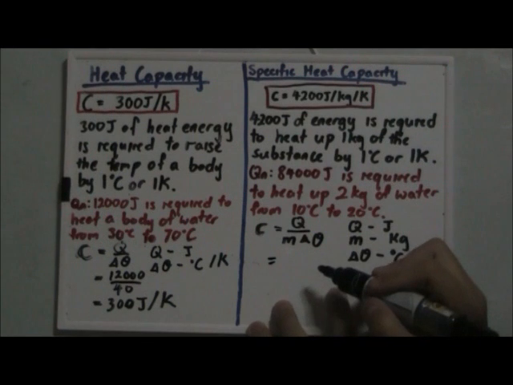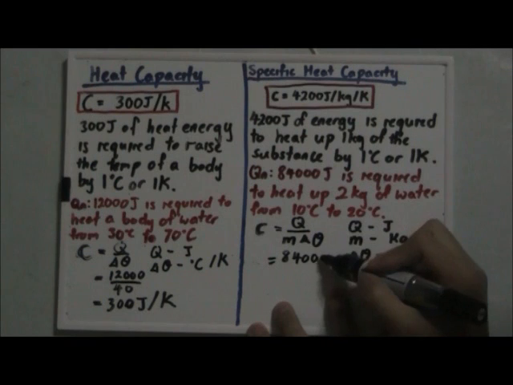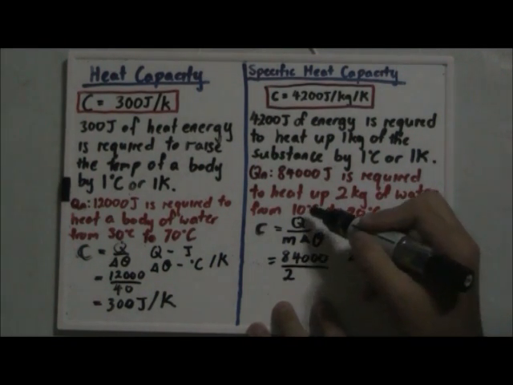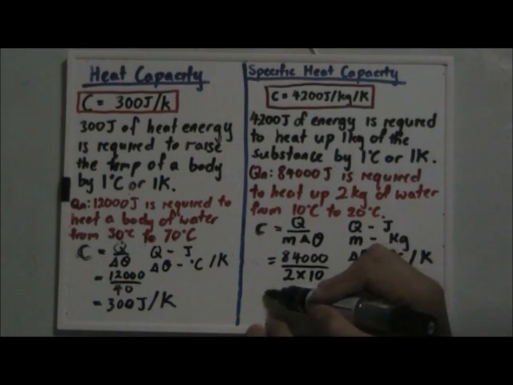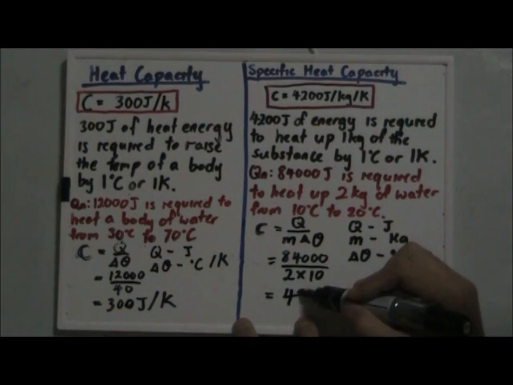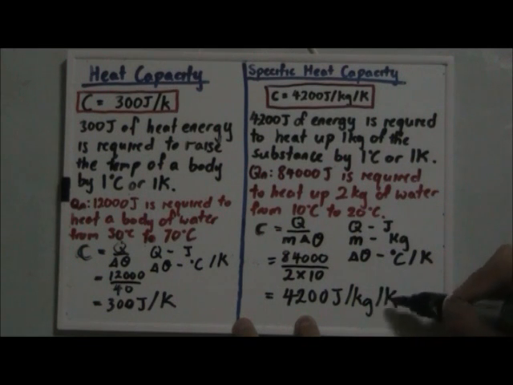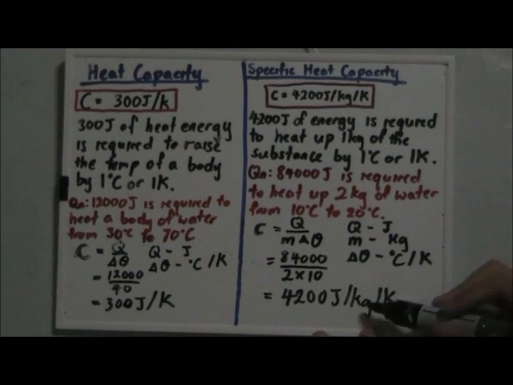So the heat energy in this case will be 84,000 joules. The mass is 2 kg, and the change in temperature from 10 degrees Celsius to 20 degrees Celsius will be a difference of 10. So if we work this out, we find that the specific heat capacity of water is 4,200 joules per kg per Kelvin. So this means that 4,200 joules of energy is required to heat up 1 kg of water by 1 Kelvin.